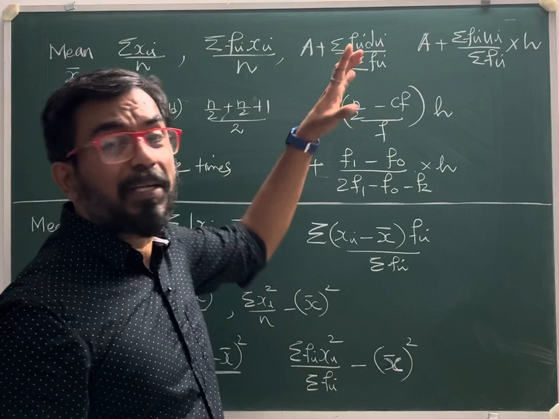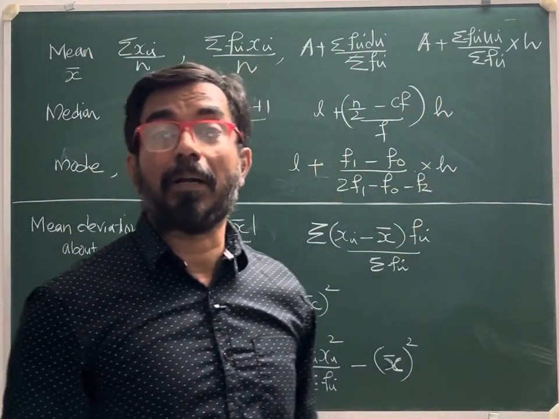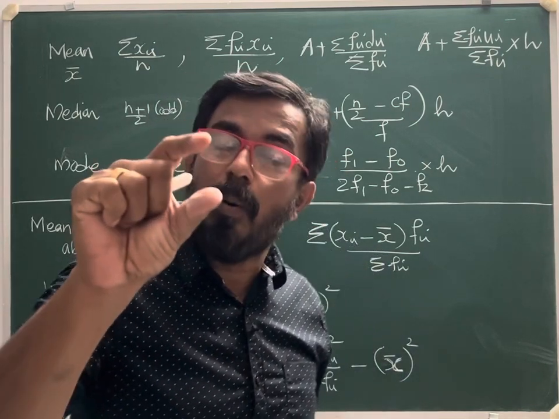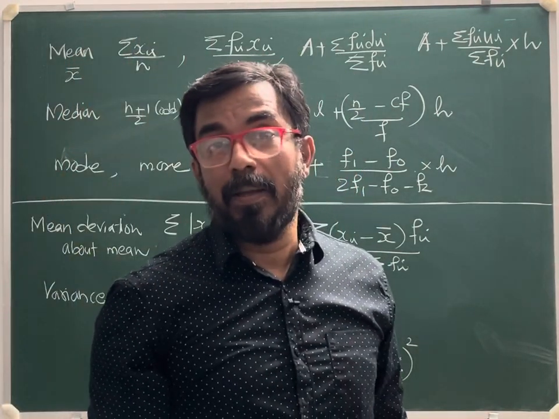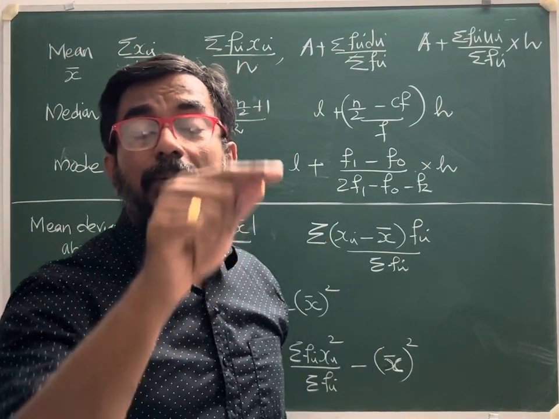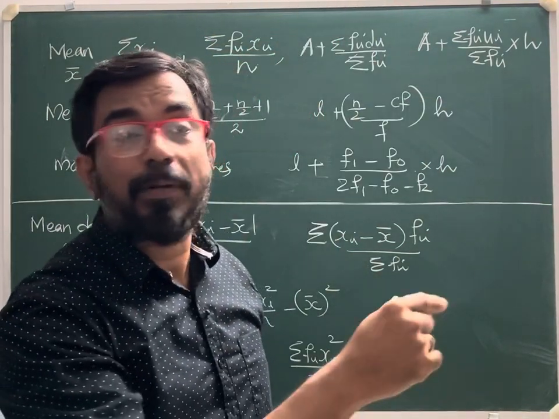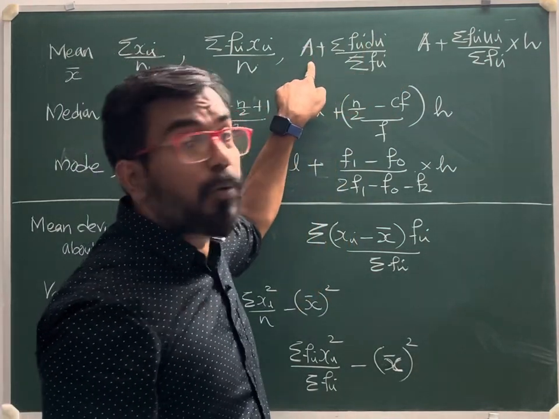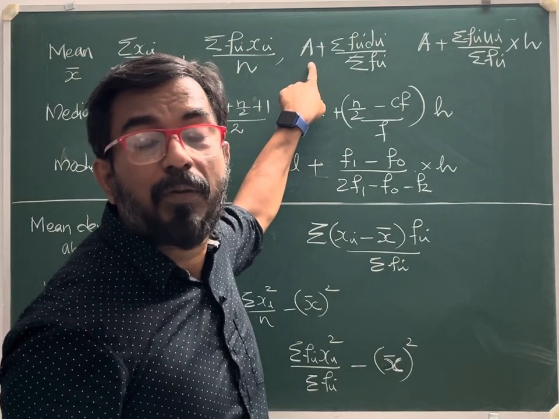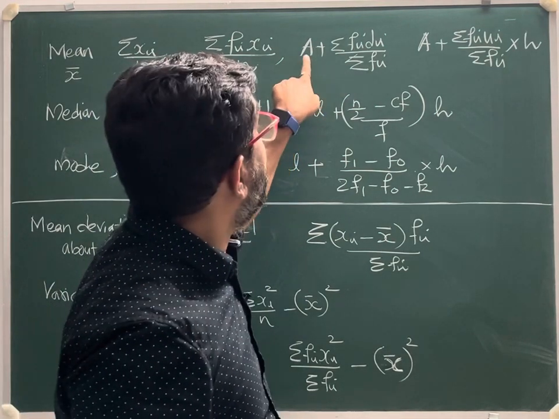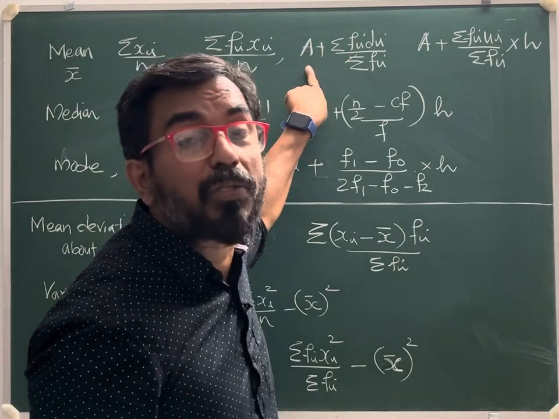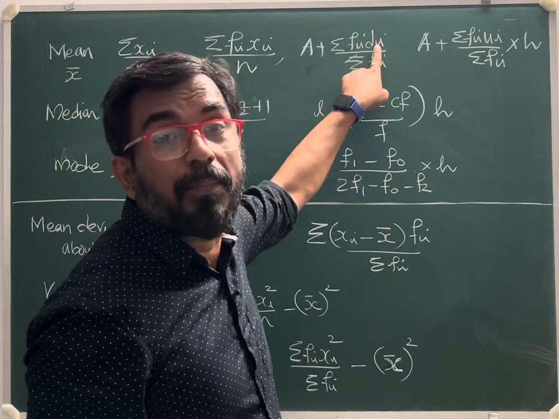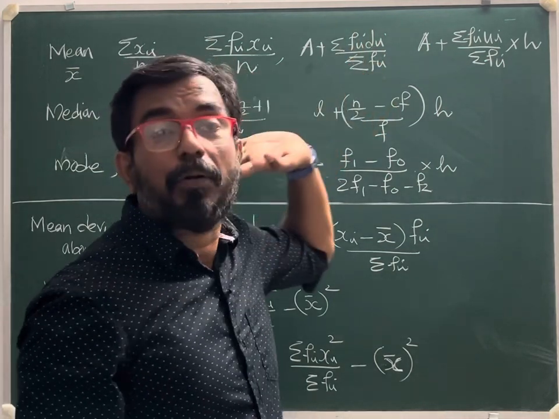This is actually for when your xi's are a little bigger and you cannot calculate easily. At that time we will remove a common number from all the xi's. You will choose one of the middle numbers and subtract it from each. You may remember that, and you will get something called di. What you remove, that is your a. If you are removing 25 from each number, that removed number you need to add back because we lost it. Then sigma fi di. Di is now the reduced number that you multiply with frequency, divided by total frequency.